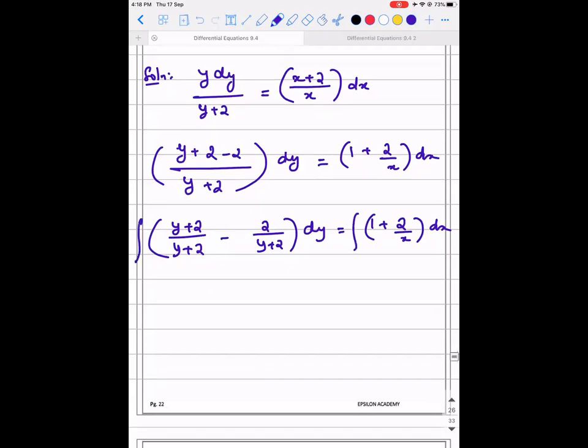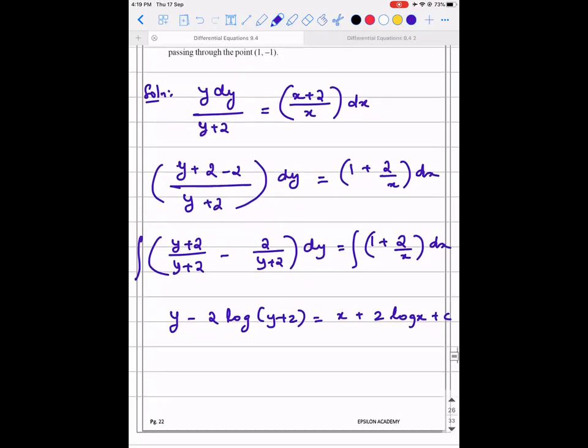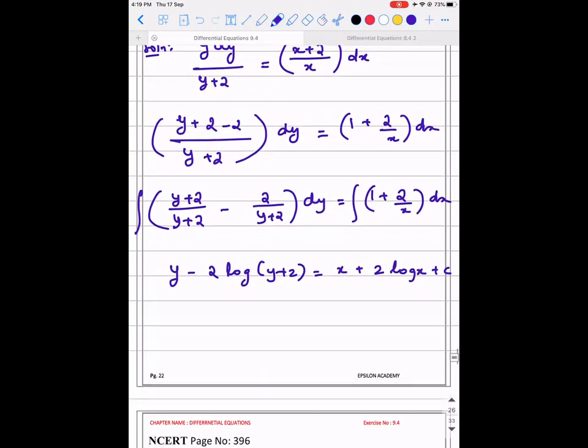So when you integrate on both the sides, you will get y minus 2 times log of y plus 2 will be equal to how much? x plus 2 log x plus c. So what are the points given? 1 comma minus 1, substitute it, you will get the required answer.